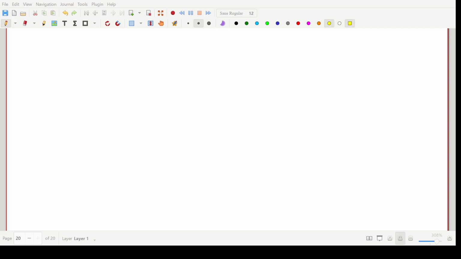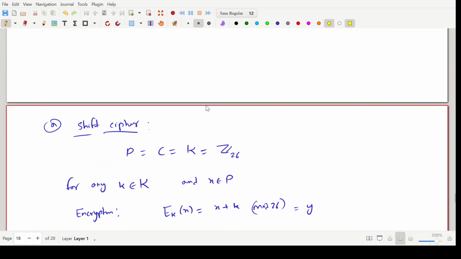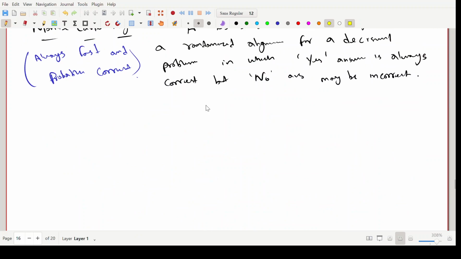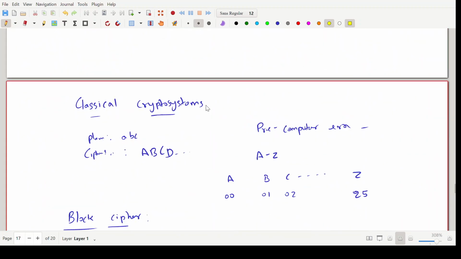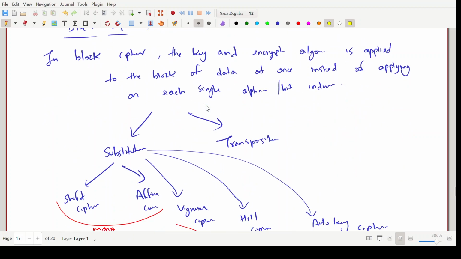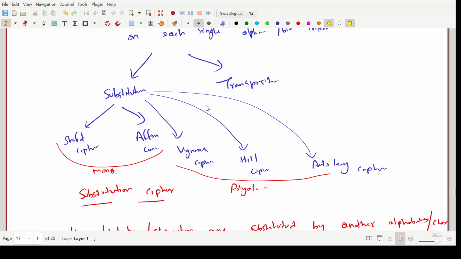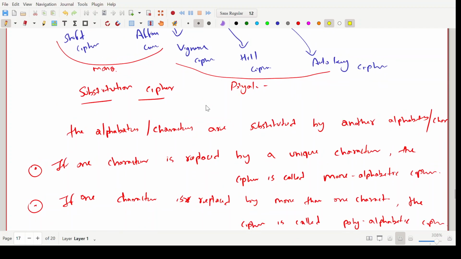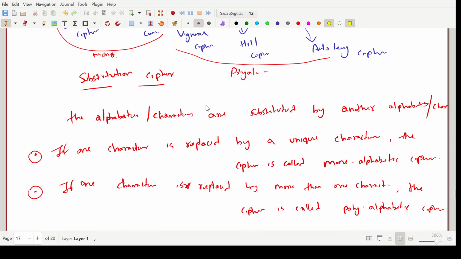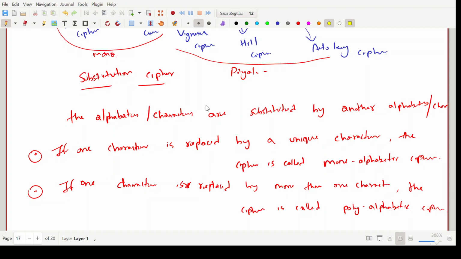Hello everyone, welcome back. I'll just quickly recall what we covered in the last class. We started with two different types of crypto system: one is substitution, another is transposition. What happens in the case of substitution? Substitution means I am going to replace every character by another alphabet or character, correct?